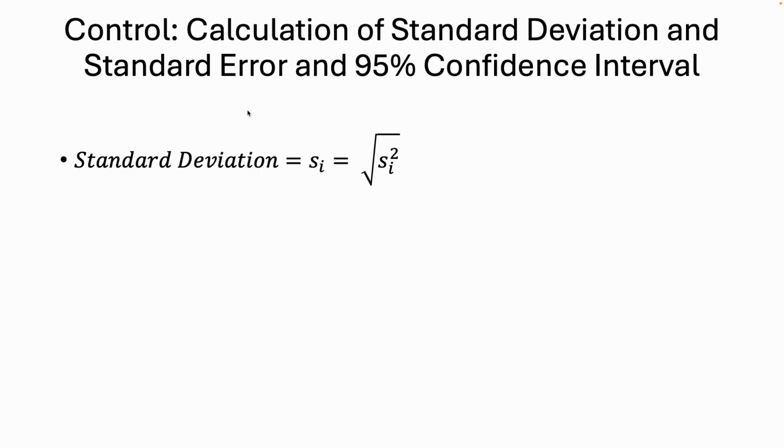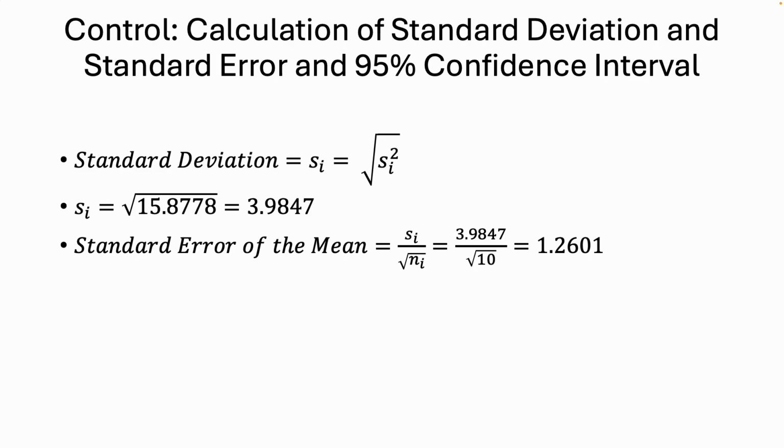Then we need to calculate the standard deviation, which is just the square root of the variance. And once we have the standard deviation of 3.9847, we can calculate the standard error of the mean, which is the standard deviation divided by the square root of the sample size. And I've tried to come up over the years with an intuitive way of thinking about why this is the equation for the standard error of the mean, and I failed at that. And so this is just one of those equations that you're going to need to remember or look up. But it's 1.2601 when we take the standard deviation and divide by the square root of 10.